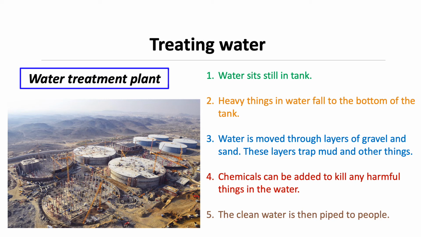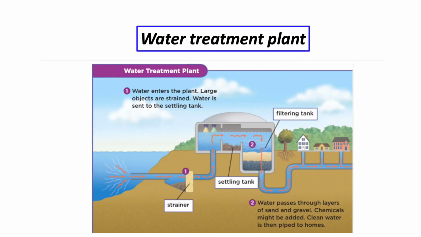The water is then moved through layers of gravel and sand. These layers trap mud and other tiny things. Chemicals can be added to kill any harmful living things in the water. Then the clean water is piped to people.